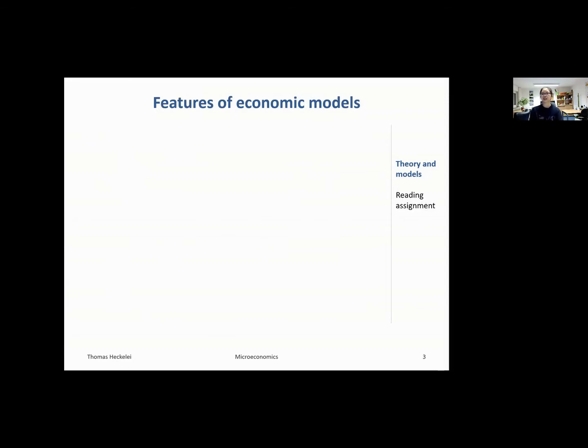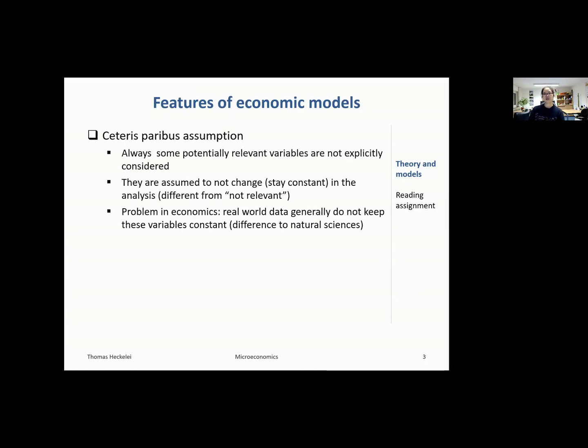Now let's have a look at some features of economic models. The first one, the famous ceteris paribus assumption. I'm sure it's very familiar to most of you here. There are always in the models some variables not considered explicitly. However, that's not because we treated them as irrelevant. It's just because we assume that they remain constant for a period of time for the sake of analysis or exposition. That's the first thing to keep in mind.